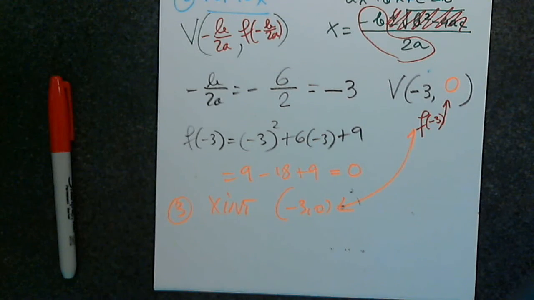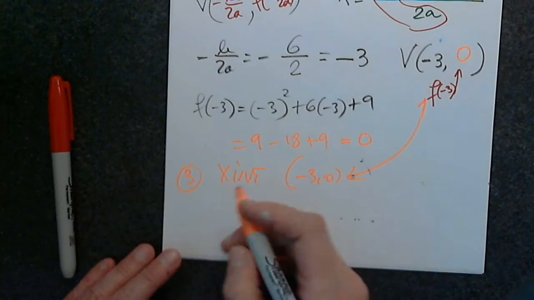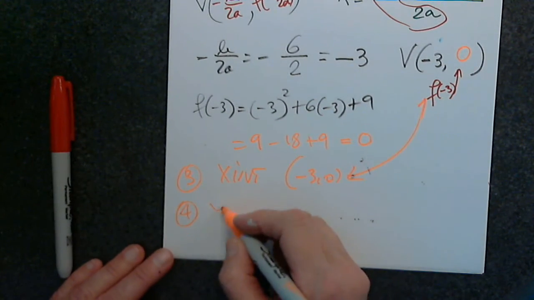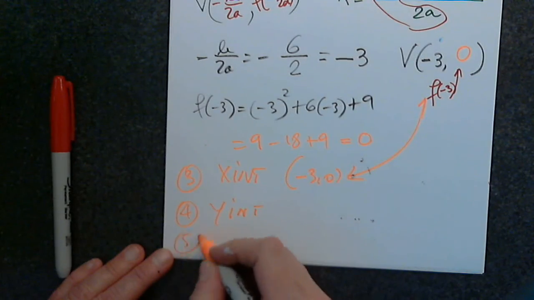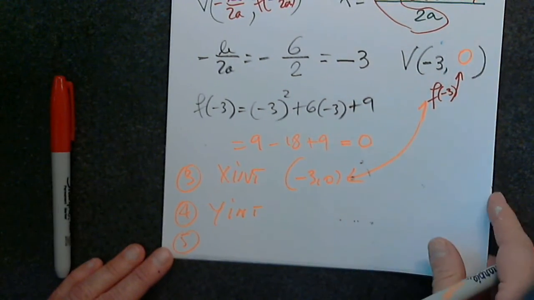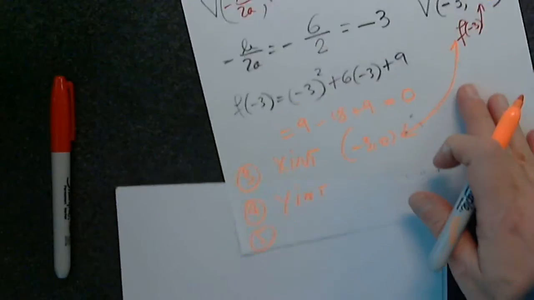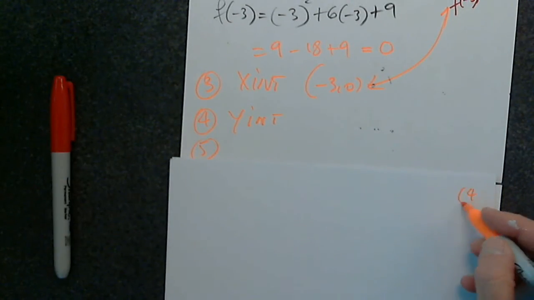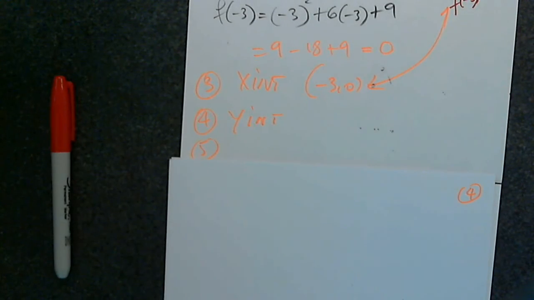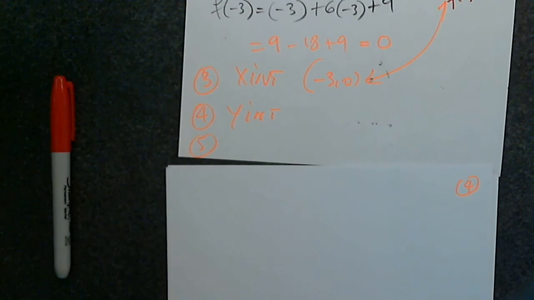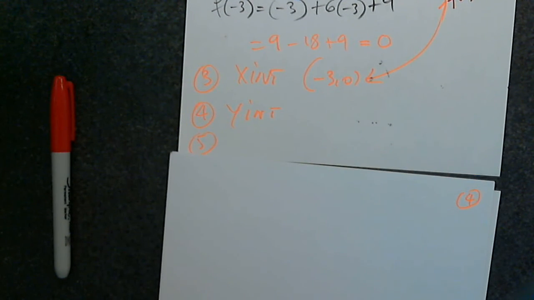Good. So that's it. I don't have to find anything else here, but I have to find the y-intercept, and then 5, 6, and 7, like before. And then we're ready to look at word problems that use quadratic models. Okay, so how do I determine the y-intercept for any function, including this one?